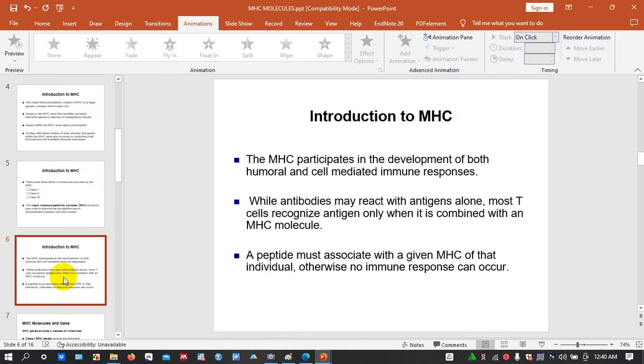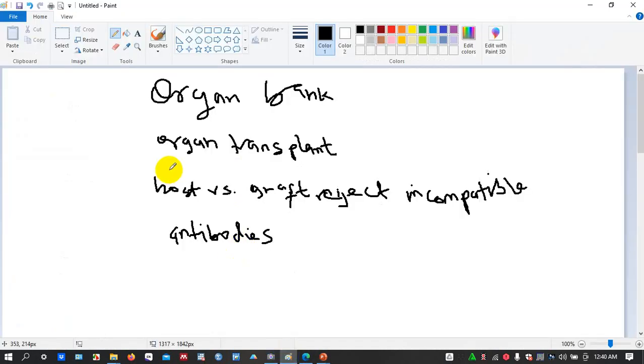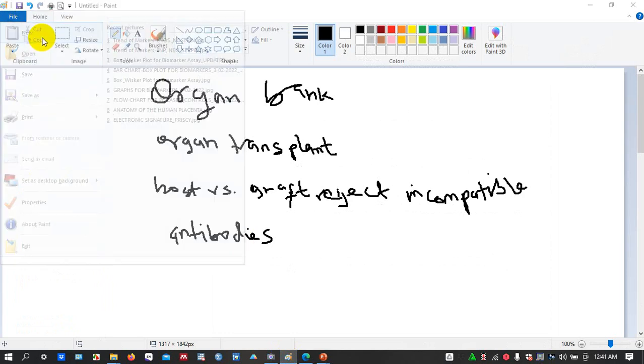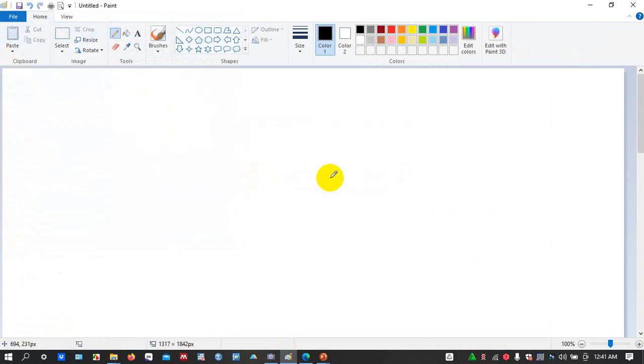The MHC participates in the development of both humoral and cell-mediated immune response. While antibodies may react with antigens alone, most T cells recognize antigen only when it is combined with an MHC. So, T cells, before they can recognize an antigen, it has to be bound to what? An MHC.